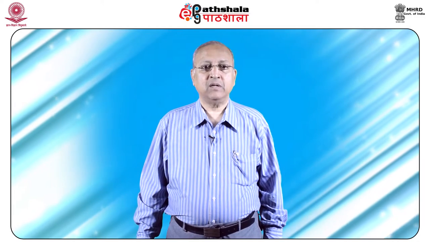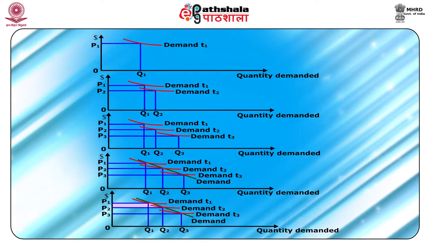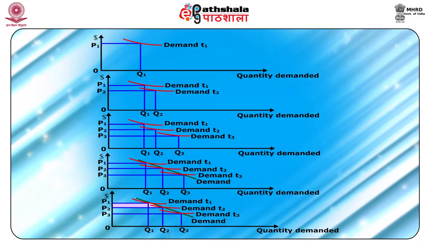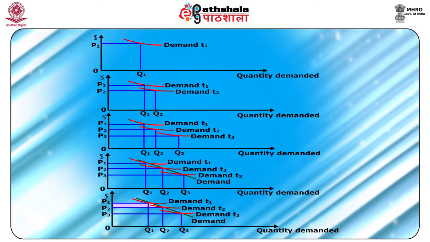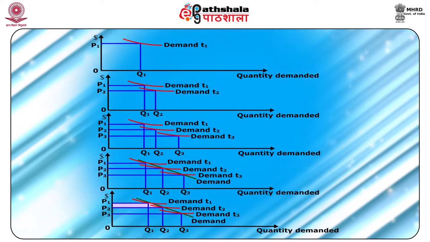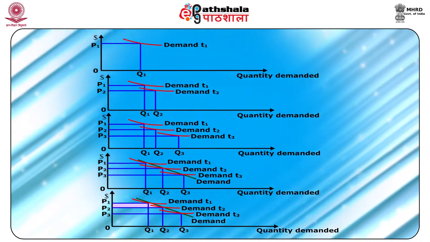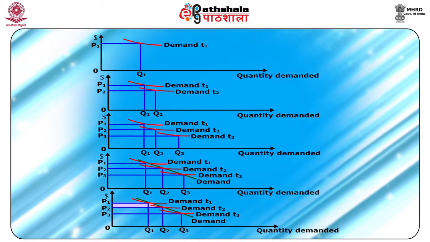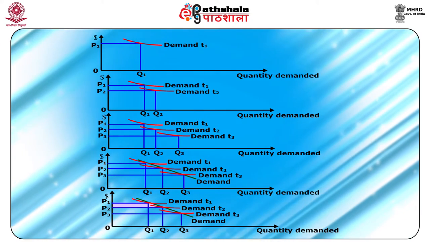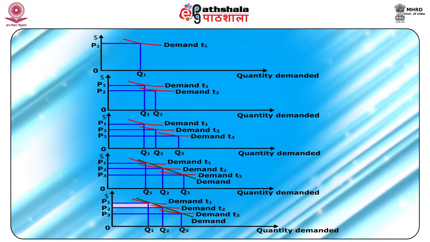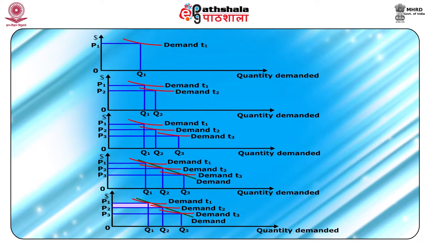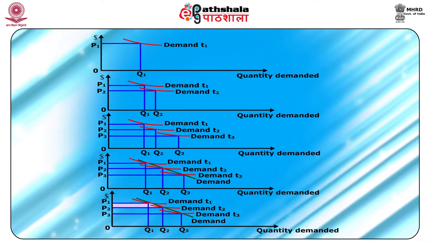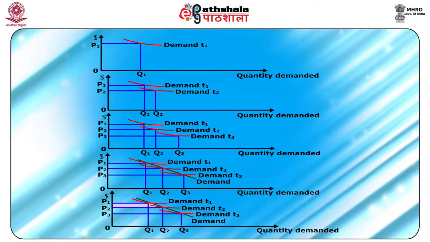Let us now consider a set of diagrams in which we try to imagine how price skimming takes place. The initial market is limited and it is a novelty product. So the price is given on the y-axis in dollars and the price is P1. The demand curve is pretty high at T1 and the quantity demanded is Q1. So it means that the consumers are prepared to pay a higher price P1.